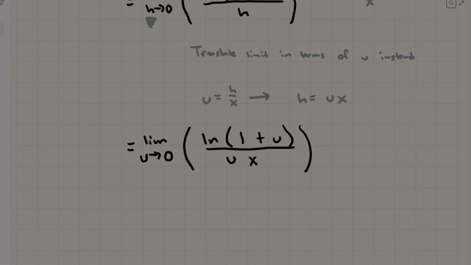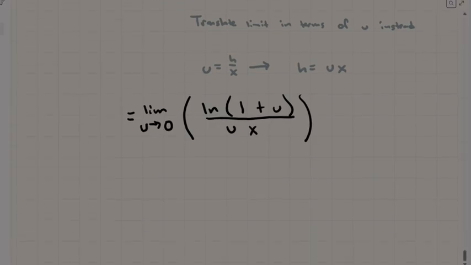However, we can still pull it out, because the only reason that u is approaching 0 is because h is approaching 0. And so x is independent of all of that. So we can still factor out this 1 over x, right? Just to be super clear, I'll write what that would look like.